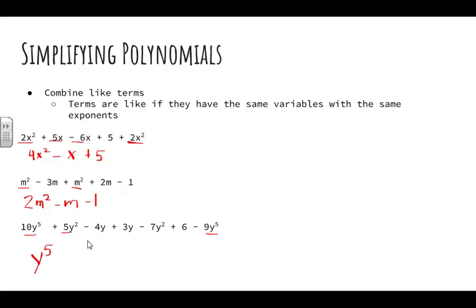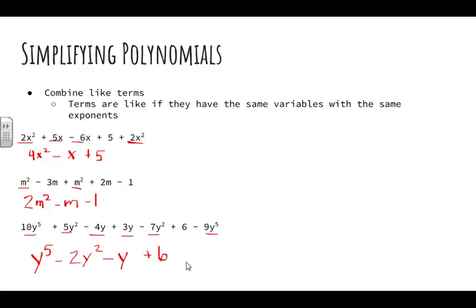Now, we've got 5y squared minus 7y squared, and that's our next largest exponent. So 5 minus 7 would be a negative 2. Now we have our y terms to deal with. So we have negative 4y plus 3y. Negative 4 plus 3 would be a negative 1. And finally, we just have 6. So this polynomial simplifies to y to the 5th minus 2y squared minus y plus 6.